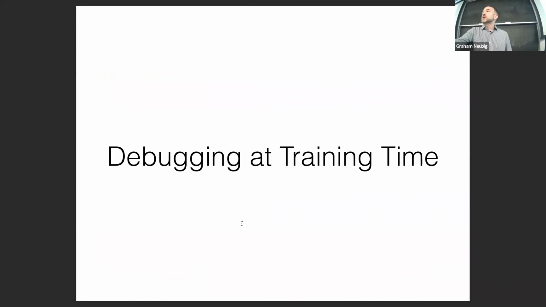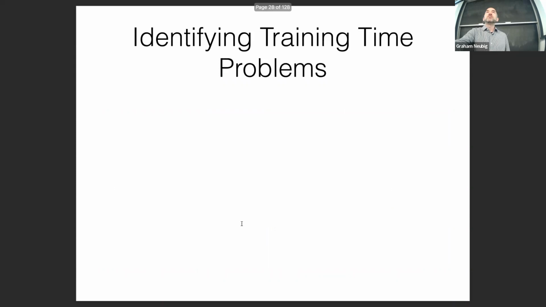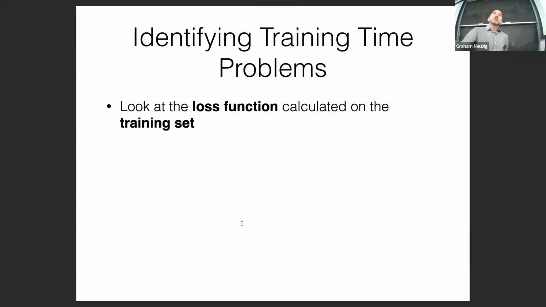Okay, so let's look at debugging at training time. The way to identify training time problems, or my recommendation for identifying training time problems, is to look basically at the loss function on the training set. And this is not what we're going to be doing eventually. Eventually, we're going to be looking at the evaluation function on the test set.